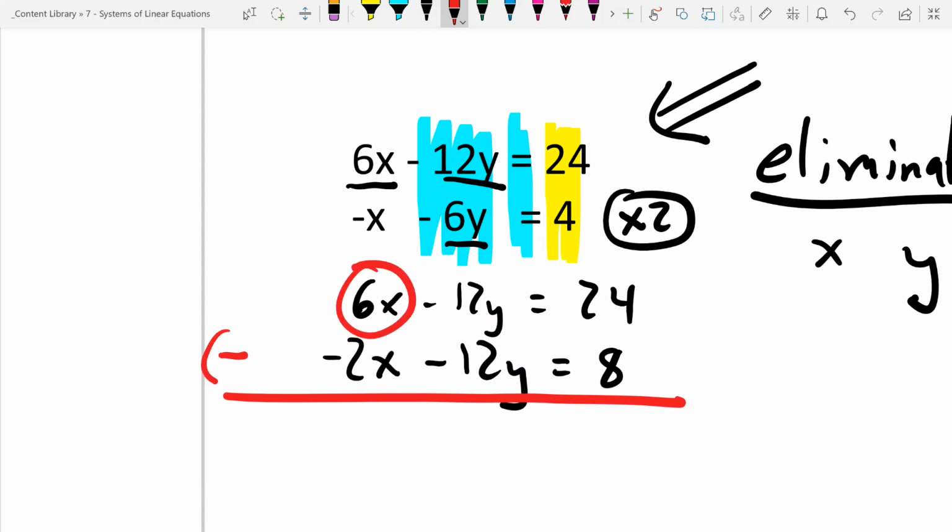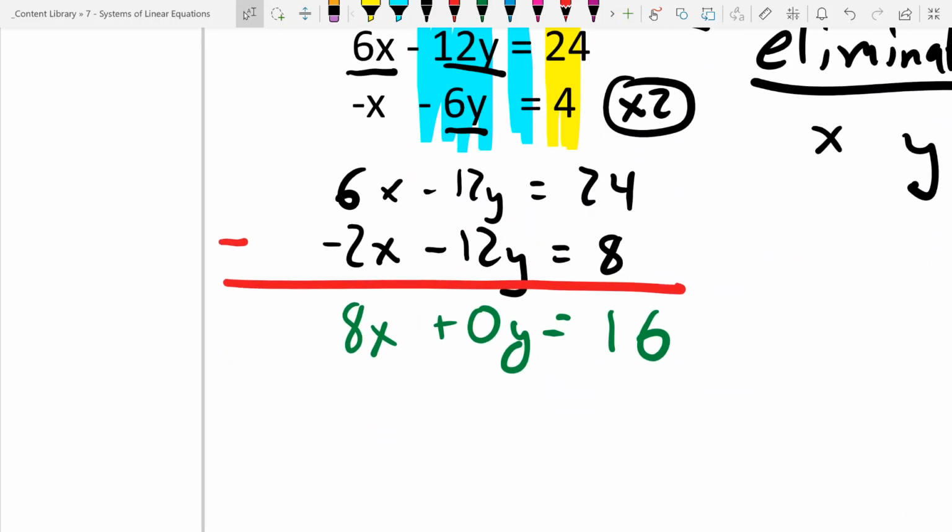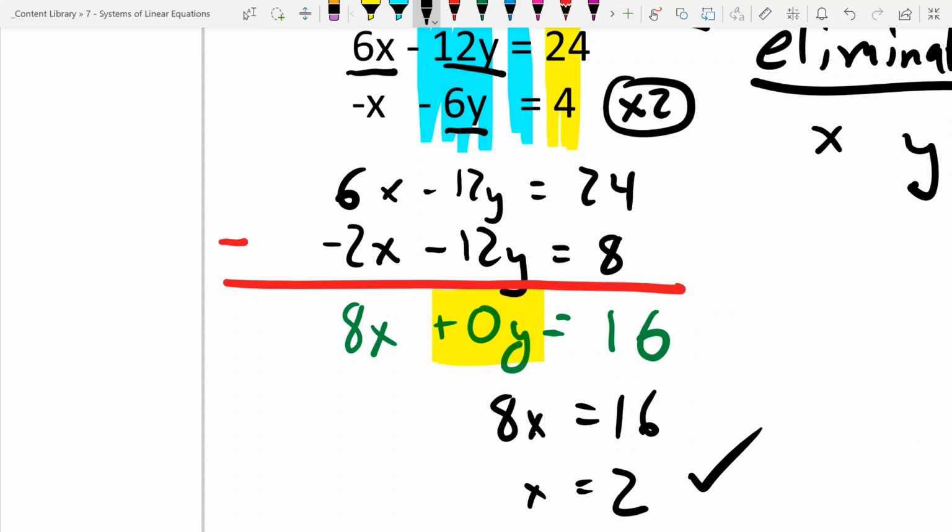6x minus negative 2x. So 6x minus negative 2 is like a plus because it's a double negative, gives me 8x. Negative 12y minus negative 12y gives me 0y. The equals just stays the same: 24 minus 8 is equal to 16. So now when we look at it, and this is what always should happen, one of the variables is times 0, which means it's gone. So it's just 8x equals 16, which means x is equal to 2. Sweet, it's gone. That's it. That's all we had to do.